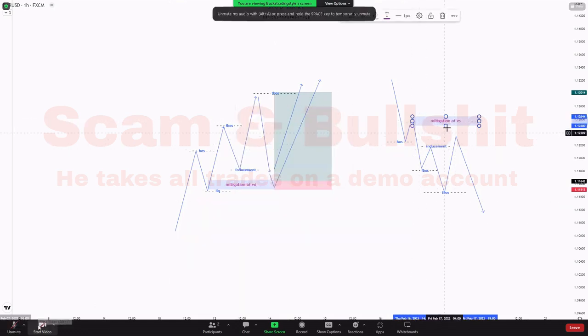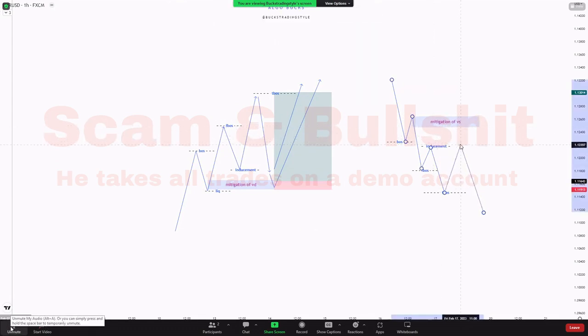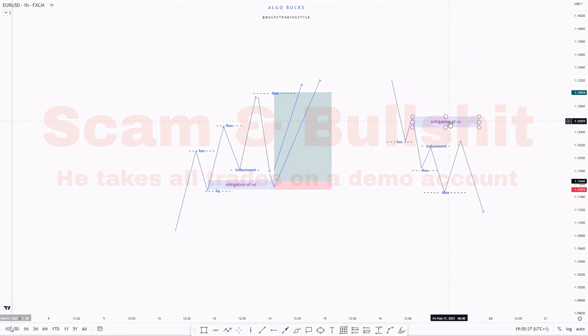Now, mitigation doesn't happen all of the time, okay? Sometimes price will just take this out and drop. Now, this mitigation right here on valid supply, it is our refined valid supply. Because remember, I said this whole pullback right here is our supply zone. So price can mitigate the whole of the supply zone.